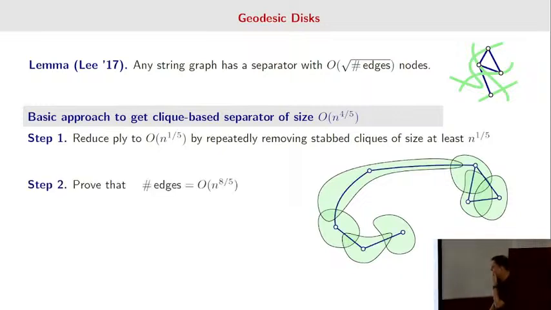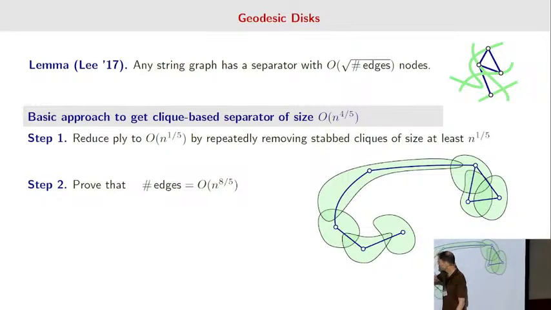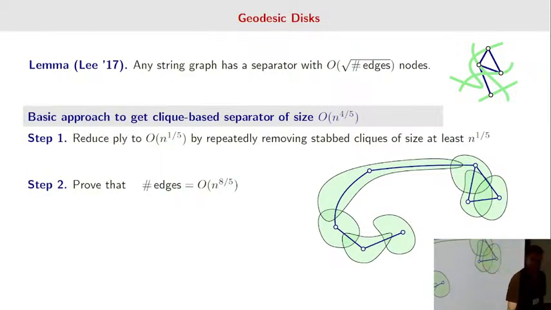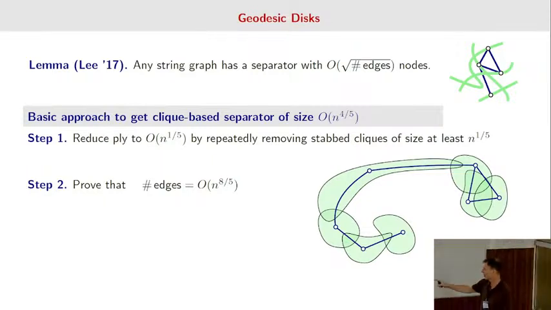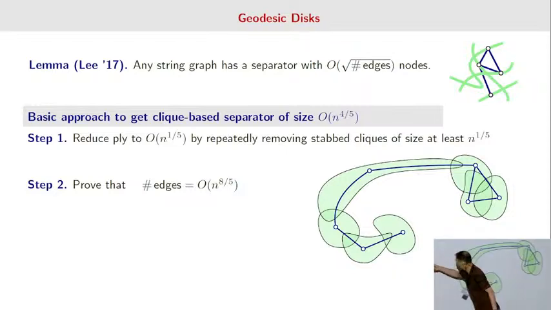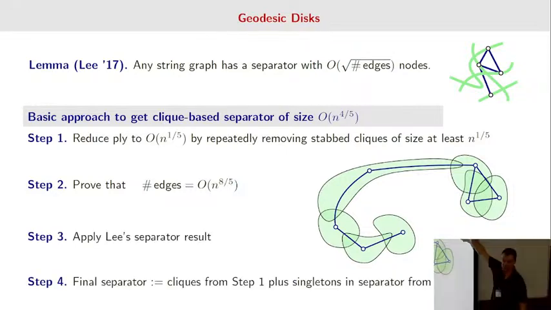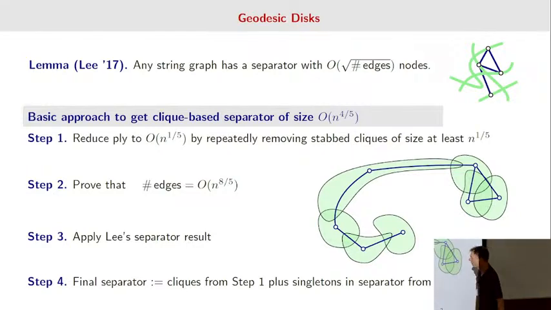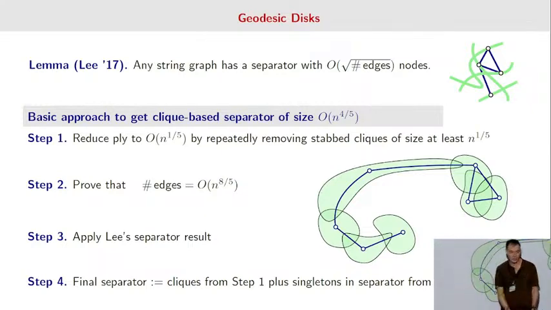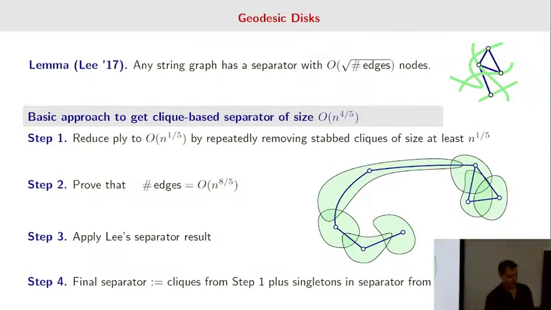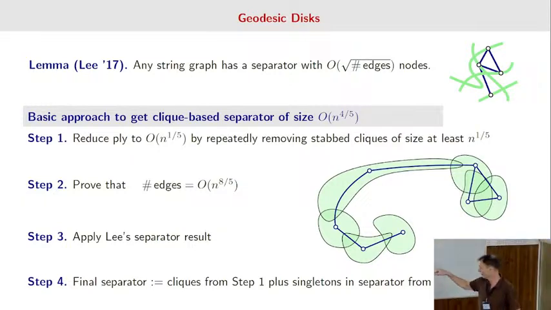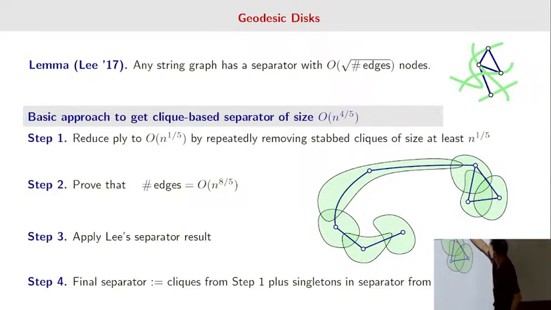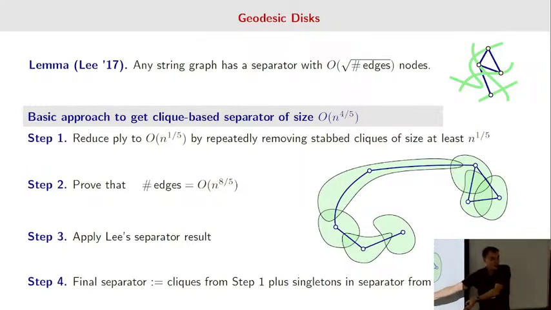Okay, so how do I use that? Now I want to prove that if I now look at my intersection graph, the number of edges cannot be n squared. And then once I'm here, now I can apply that result on string graphs and say, there's a separator whose size is square root of number of edges, so also n to the 4/5. Okay, so my final separator is this separator from the string graph plus the cliques that I removed in step 1.